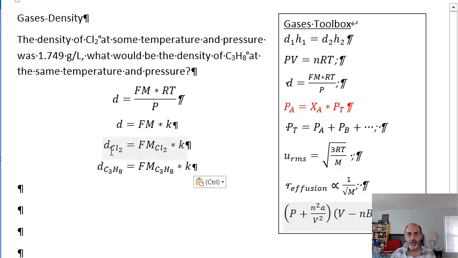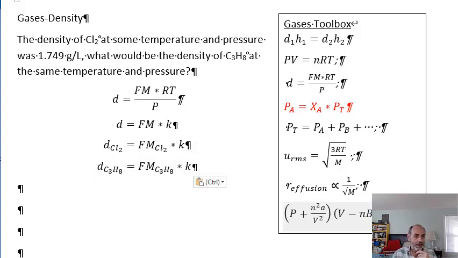So let's write an equation for each gas that would look like this. We have the density of Cl2 equals formula mass of Cl2 times a constant, and the same thing for propane, same constant RT over P. Now, algebra. You know the density of Cl2, you know the formula mass of Cl2 and the formula mass of propane. You don't know either K or the density of propane, the C3H8.